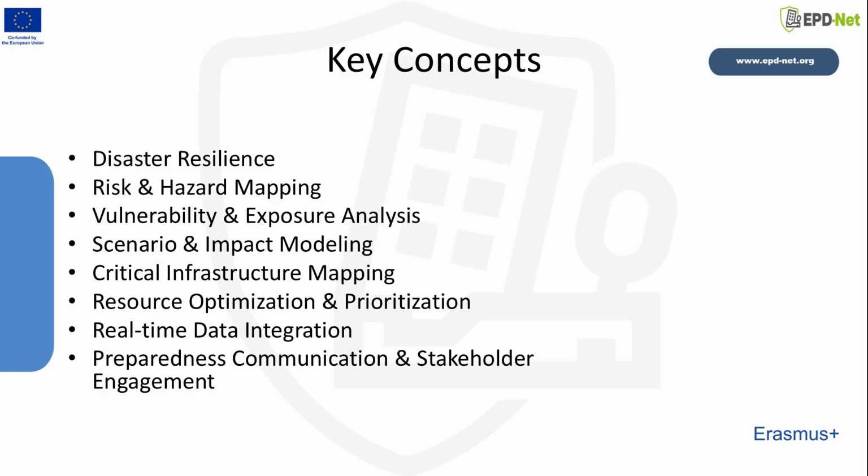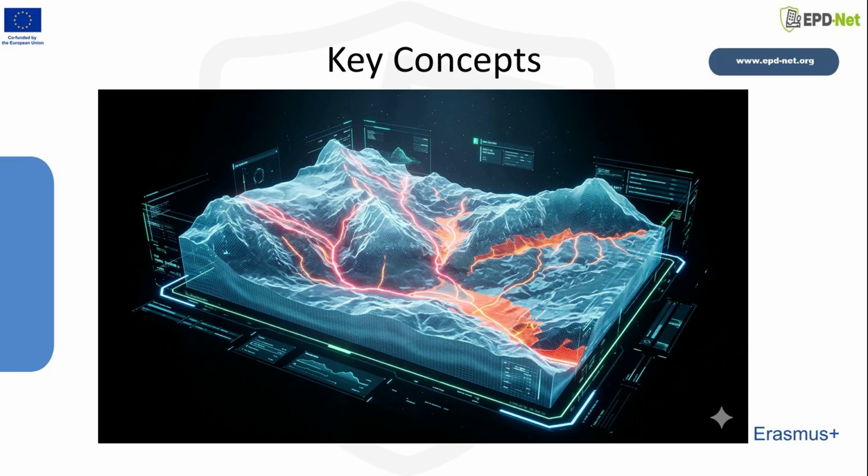Critical infrastructure mapping: visualizing key infrastructure such as hospitals, utilities, transportation networks, and lifelines to protect their continuity. Resource optimization and prioritization: allocating limited resources to the highest risk areas based on data-driven decisions. Real-time data integration: incorporating live data, weather, field reports, sensors, into maps for immediate situational awareness. Preparedness communication and stakeholder engagement: using maps and dashboards to share plans, coordinate actions, and ensure collaboration among agencies and community members.